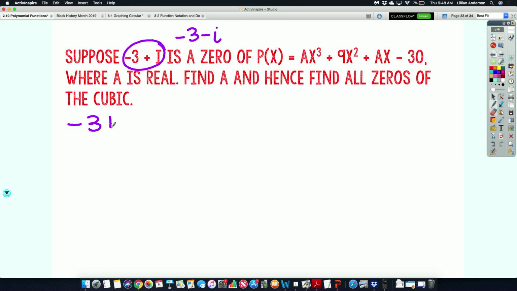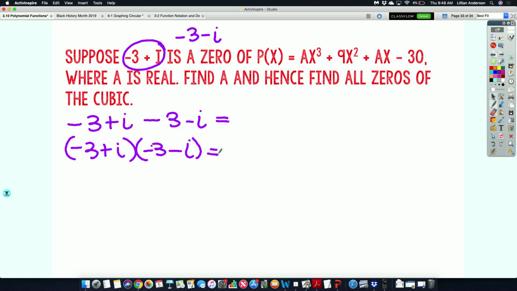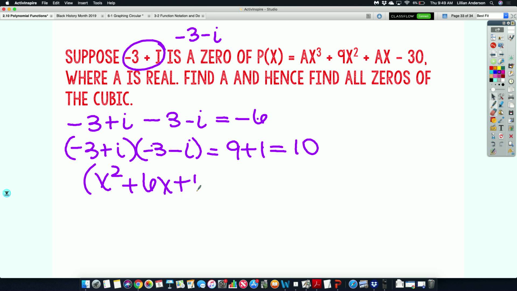So I see a lot of you guys writing it as the factors and multiplying to get the quadratic, when remember the sum of the roots is equal to negative b over a, and the product of the roots is equal to c over a. Don't forget that. In my opinion, I feel like it's a lot easier than trying to go through and multiply with the three term factors, okay? Because this becomes a negative 6, and when I multiply this, negative 3 times negative 3 is 9. So you have a negative i squared, which is basically saying plus 1, which is 10. So you'll get your quadratic of x squared plus 6x plus 10.